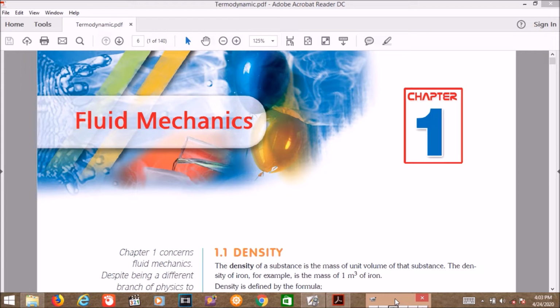In the topic about fluid mechanics, especially we will discuss static fluids, and I will deliver the topic using this book of Zemansky thermodynamics.